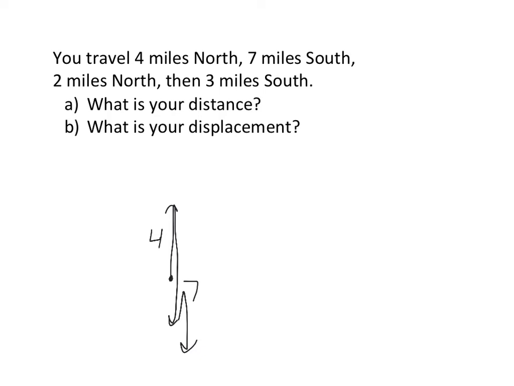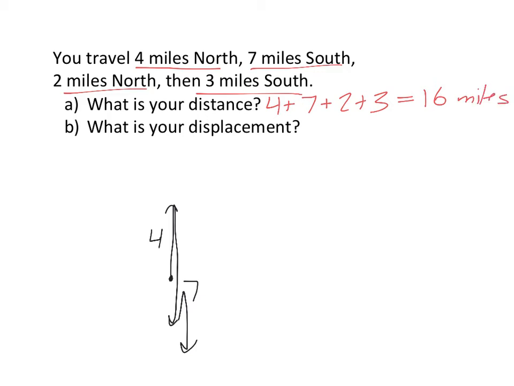Actually, before we do that, let's do the distance. The distance is easy. I go 4 north, 7 south, 2 north, 3 south. All you do to find distance is just add everything up. So 4 plus 7 plus 2 plus 3, that is your distance. In this case, it's 16 miles.